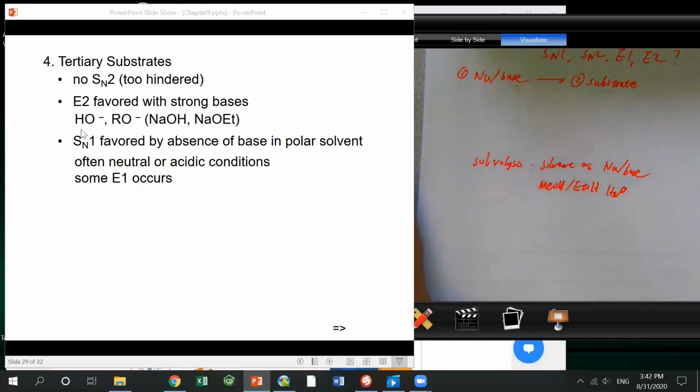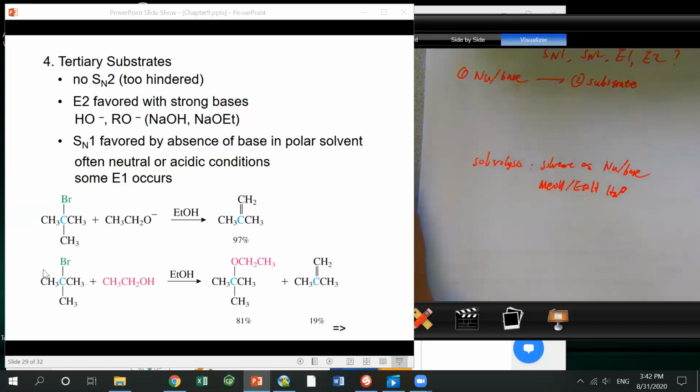Also SN1 and E1 reactions are possible, because they can generate a more stable carbocation. Here I show you the E2 elimination: we have a very strong base and a tertiary substrate, and then the E2 product. And here is the tertiary substrate with a weak base, weak nucleophile, and in this case SN1 and E1 will be the major products.